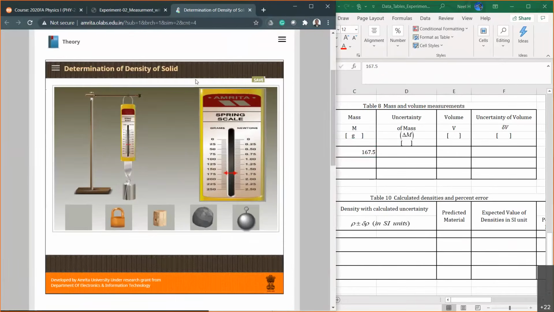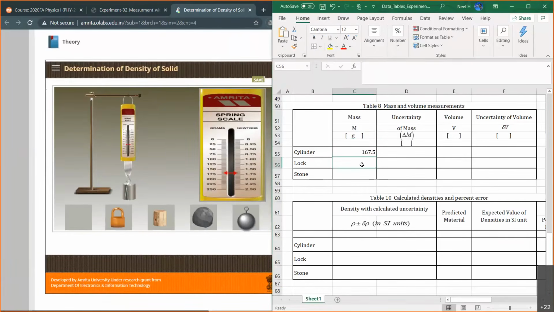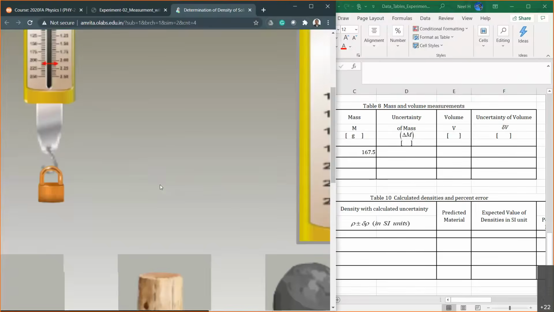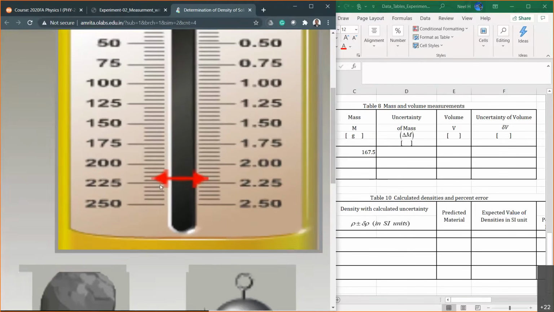Okay, now let's measure the volume. To measure the volume, let's measure the mass of all 3 objects first, then go to volume. Let's measure the mass of the lock. All you have to do is click on the lock. The lock will go and hang there, and then the zoomed-in version appears. Then let's read this number.